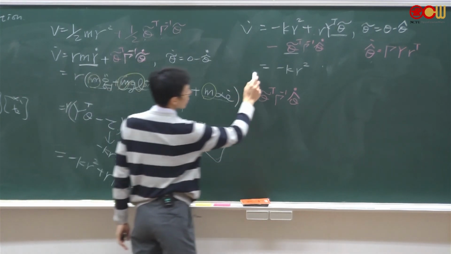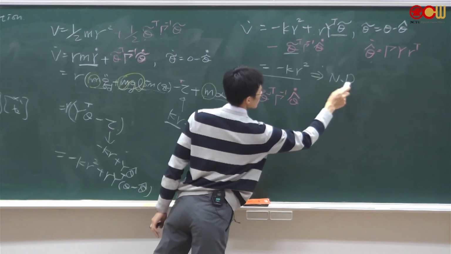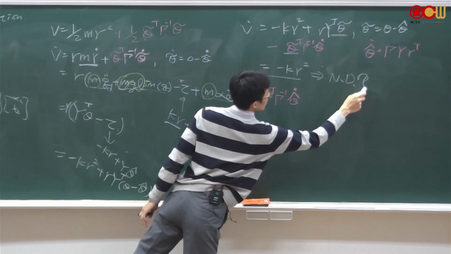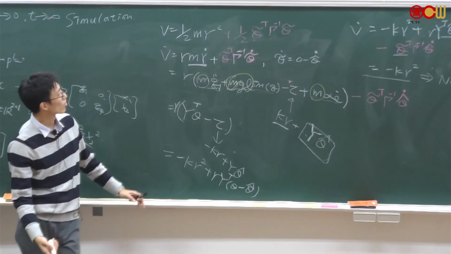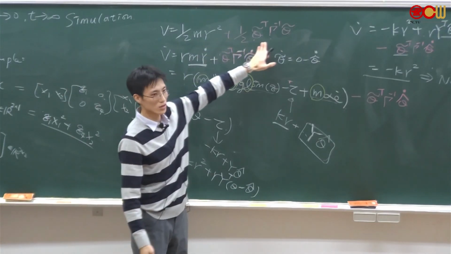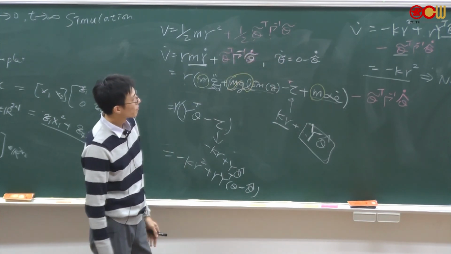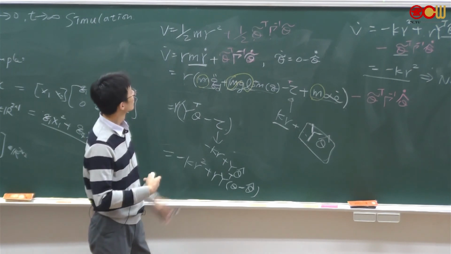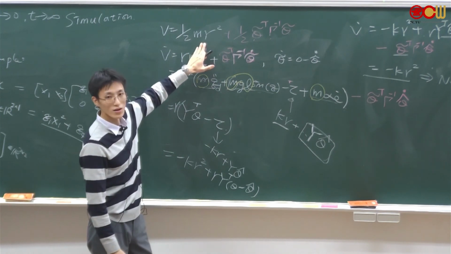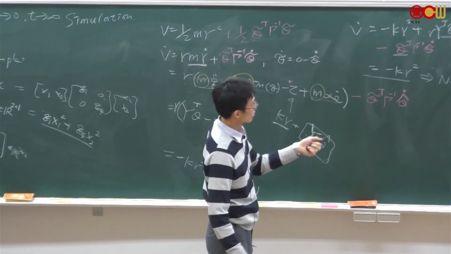So here, is it negative definite? Yes or no? No, because now you add one more term here, right? So it's negative semi-definite. But you can use Barbalat's lemma to show r goes to 0. So this is how we design the adaptive law.